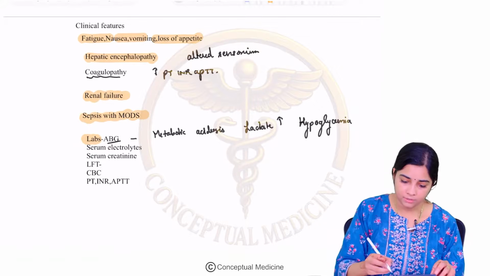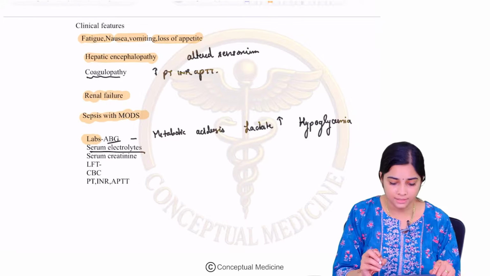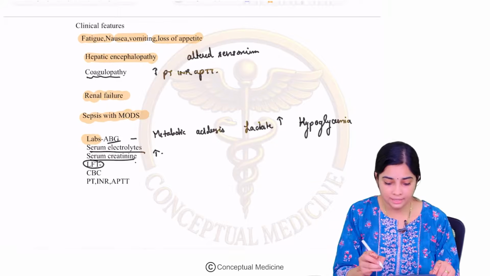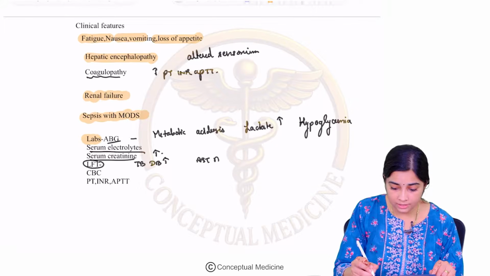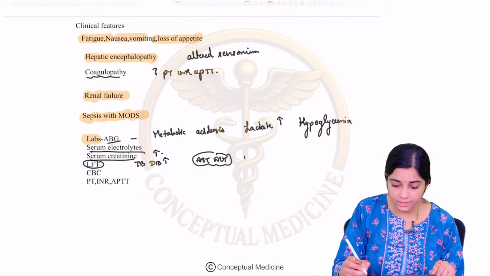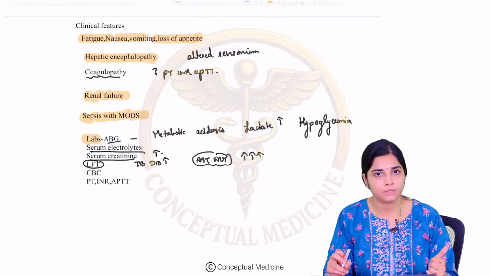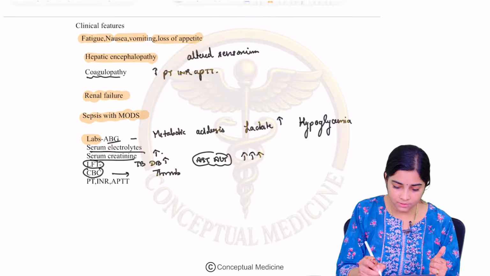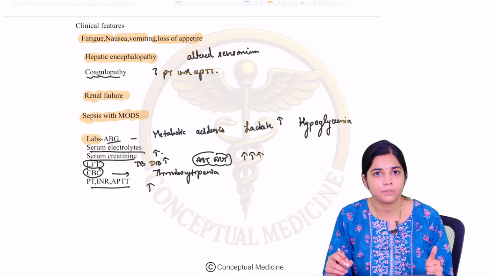Then what about the serum electrolytes? You can have severe electrolyte derangement including hyperkalemia. Serum creatinine will be elevated. What happens in the LFT? The total bilirubin and direct bilirubin will be high, but the AST and ALT will be very, very high, you can have it in 500, 600, 1000. Then what about the CBC? In CBC, you can find thrombocytopenia, a decrease in platelet count. PT-INR and APTT can be elevated or prolonged.